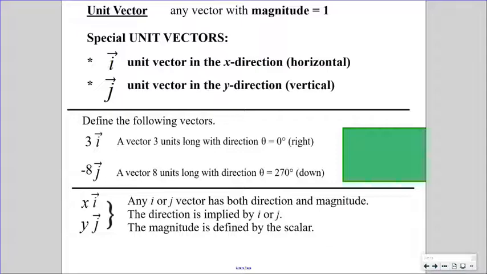So a way we can write these, xi or yj, these are any i or j vectors, those unit vectors that have both a direction and a magnitude. That direction is implied by that unit vector i or j. So i and j give us the direction. The magnitude is the scalar. So in this case, it'd be that x or the y, the number in front of vector i or vector j.